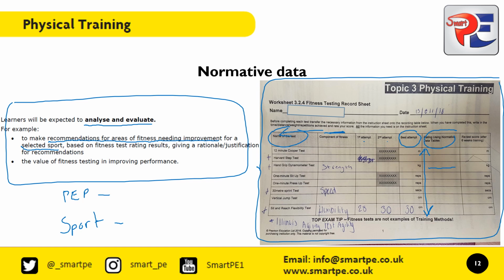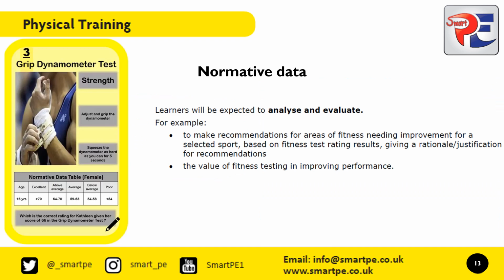Okay, the next thing you might also need to talk about with normative data or fitness tests is the value of fitness testing in improving performance. So you need to think about justifying why you need these fitness test ratings. It might be that I thought I was at one particular fitness rating, but since doing the test it's proved me wrong. So for example, you might have the hand grip dynamometer test here that you can see on the left-hand side.